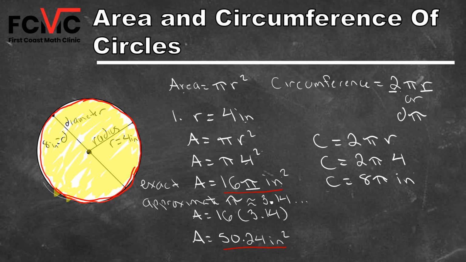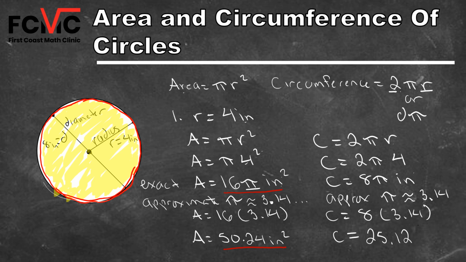Now, if we want to find the approximate, do the same thing. We're going to use the value 3.14 for pi. So our circumference is going to equal 8 times 3.14. And we get 25.12 inches as our circumference. So again, we've got our exact circumference here and our approximate circumference here.